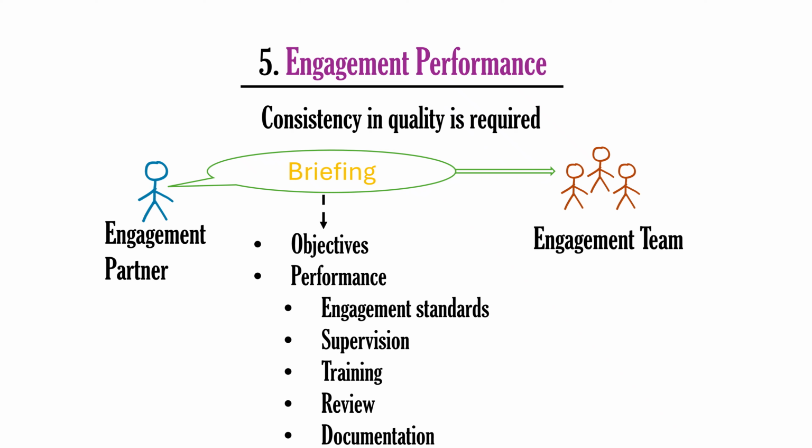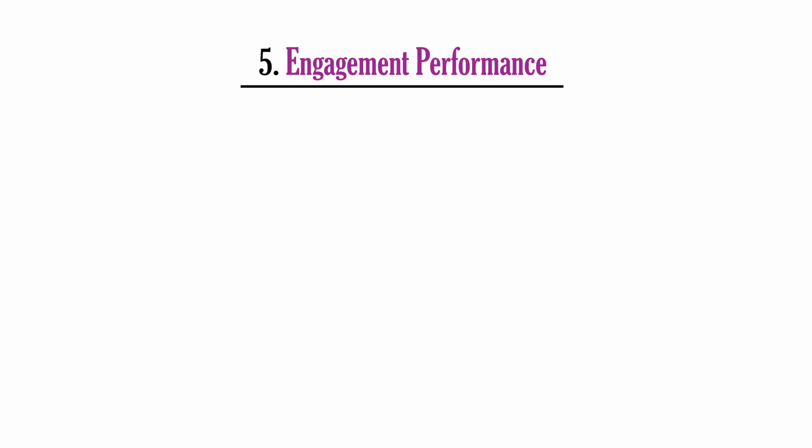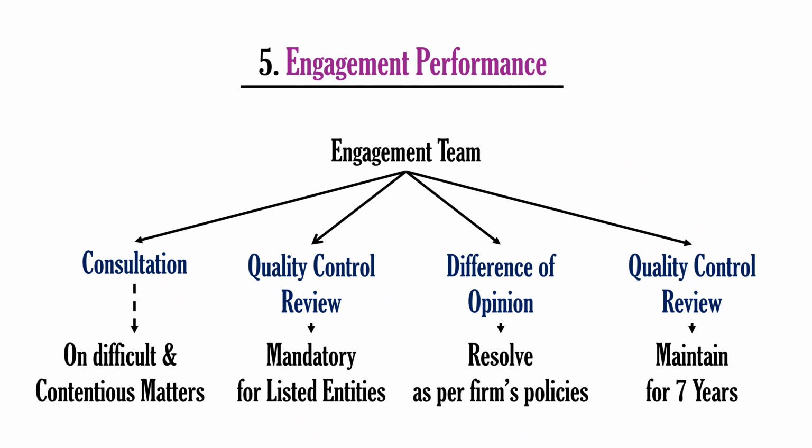The fifth element is engagement performance. So consistency in quality is required so that every engagement is performed in a consistent and qualitative manner. The engagement partner should brief the engagement team about the objectives, performance, engagement standards, supervision, training, review, and about the documentation.